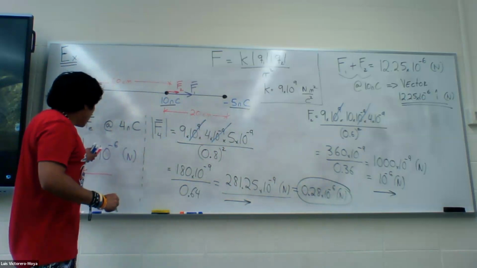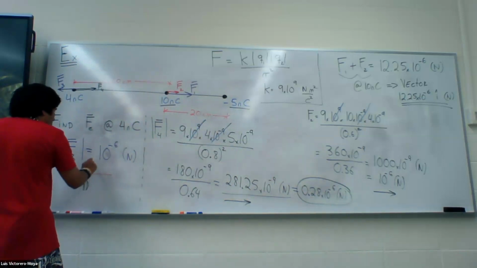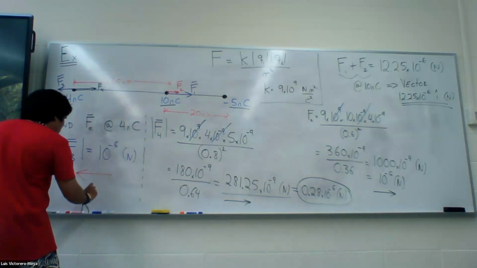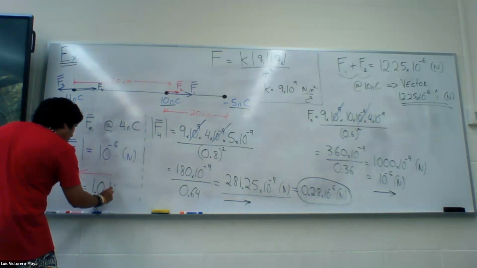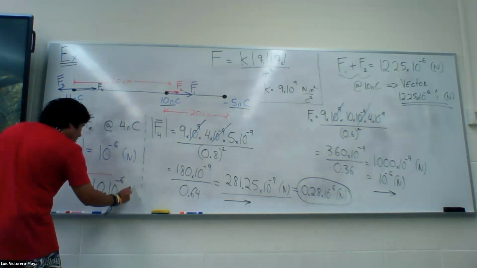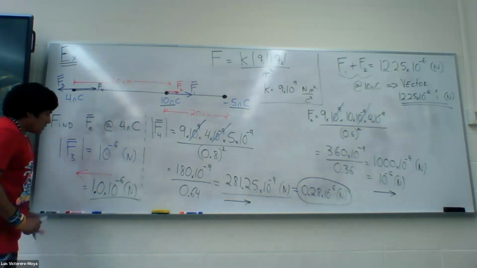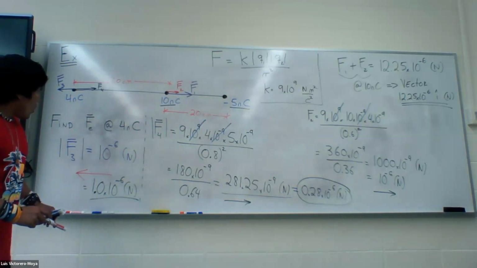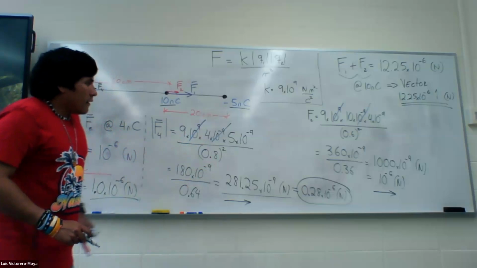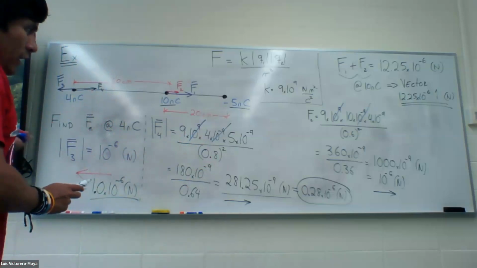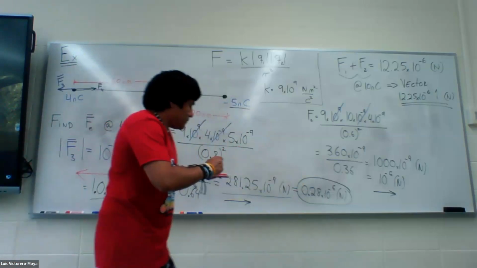Now I can subtract this minus that. Because if you think about it, this is like 1 times 10 to a negative 6, right? This is 1.0, and then that's that. So this is going to the left, that's going to the right. So there is more force going to the left than to the right, because that's 1, that's 0.28.